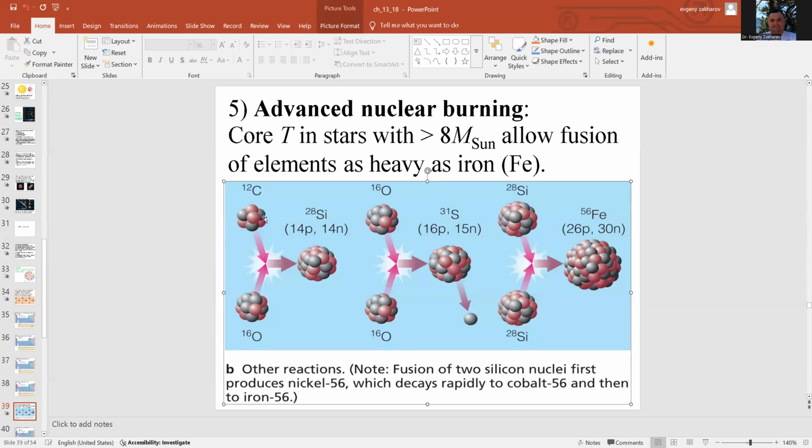the carbon and oxygen, 12 plus 16, that's 28, that's silicon. Oxygen and oxygen, that's sulfur. And silicon eventually give you iron. So iron is the dead end, okay? You have to keep in mind that iron is the dead end for fusion. And for the question of what's going on after iron, that's a different story.